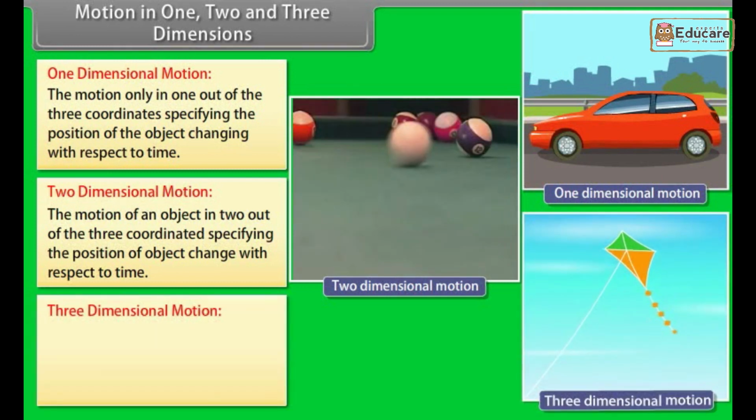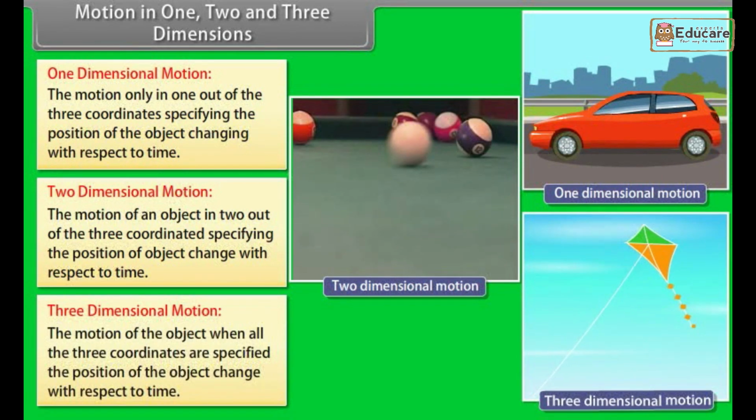Three-dimensional motion. The motion of the object when all the 3 coordinates specifying the position of the object change with respect to time. Example: a kite flying on a windy day.